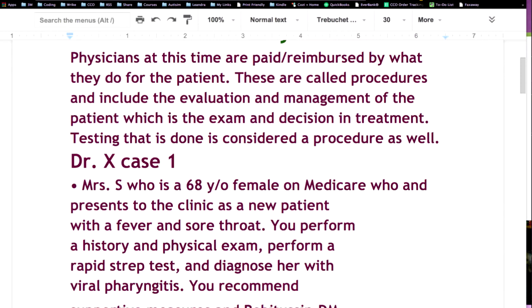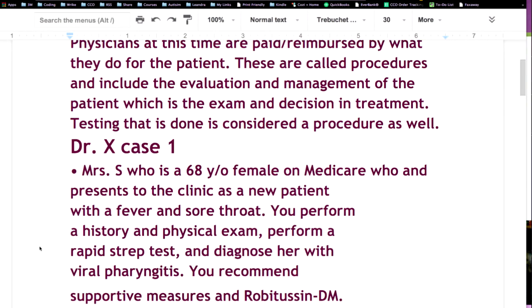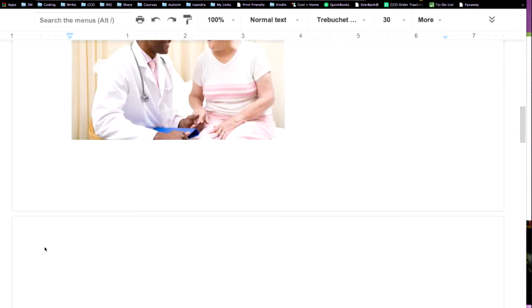So let's say we have a brand new physician, Dr. X, and this is his very first case. Mrs. S is a 68-year-old female on Medicare, and she presents to the clinic as a new patient. She's got a fever and a sore throat. He performs a history and physical exam. He performs a rapid strep test, and he gives a diagnosis of viral pharyngitis. Then he recommends, in addition, that she takes Robitussin-DM.